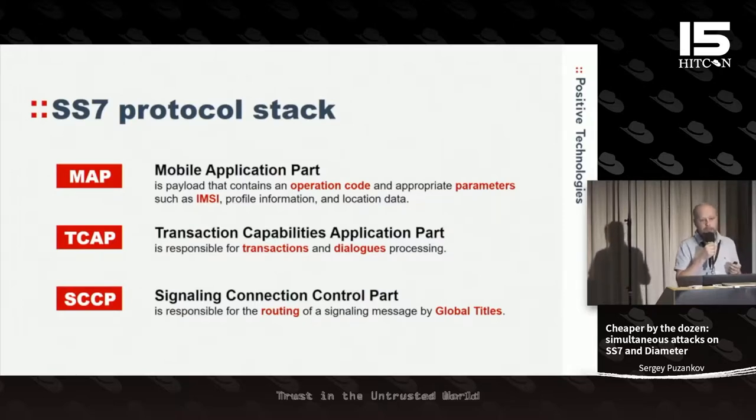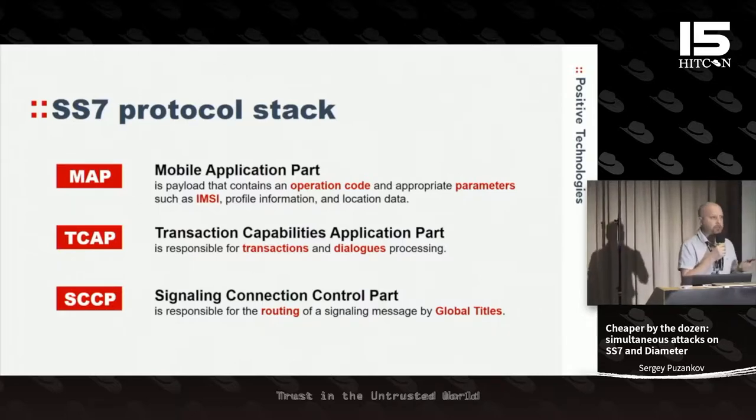The upper layer application is MAP, or mobile application part. This is a payload that contains the operation code and all the parameters like IMSI, MSISDN, and maybe location information, and so on.